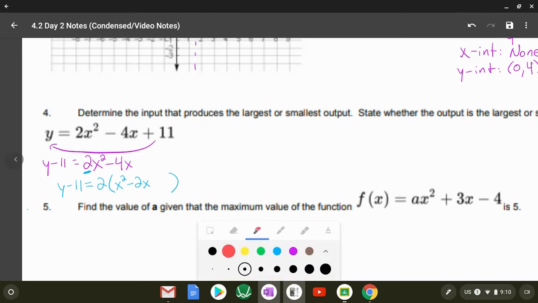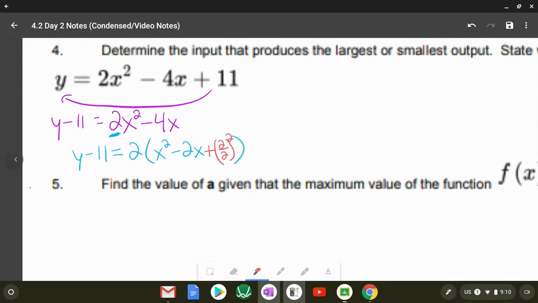Now on the inside, this is where you got to be careful. Go ahead and complete the square. So 2 divided by 2, we're going to add 2 over 2 squared. So we have y minus 11 equals 2 times x squared minus 2x, and then we added 2 over 2 is 1 squared. We added 1 to the inside here, right?